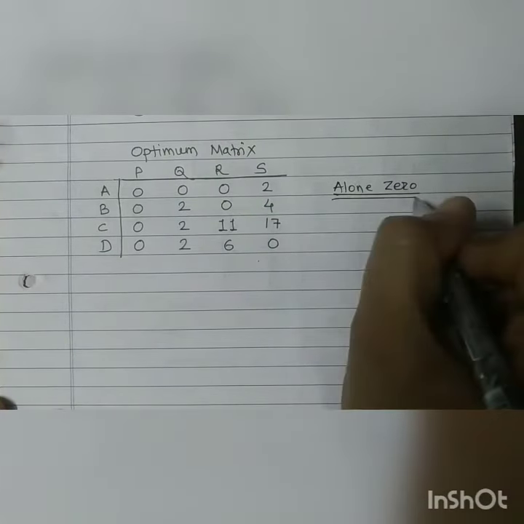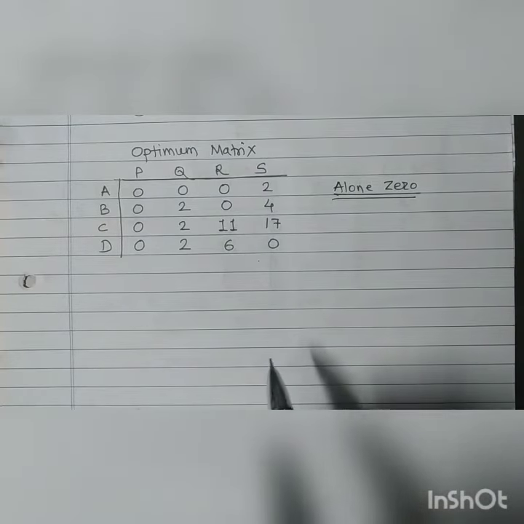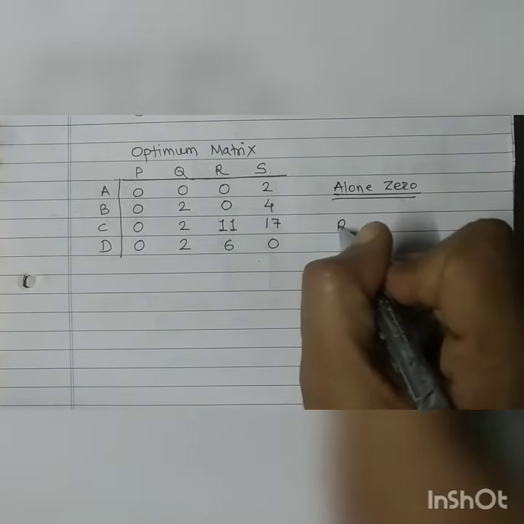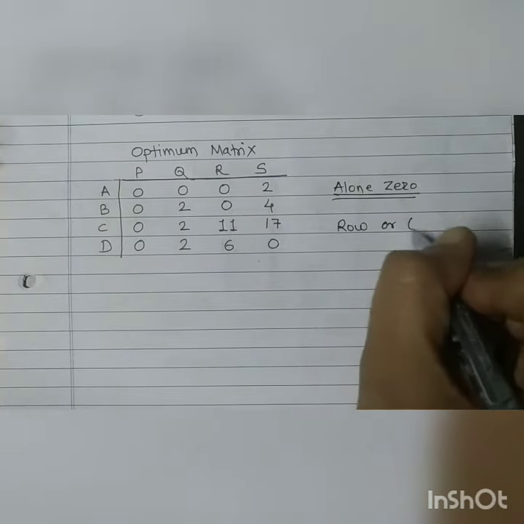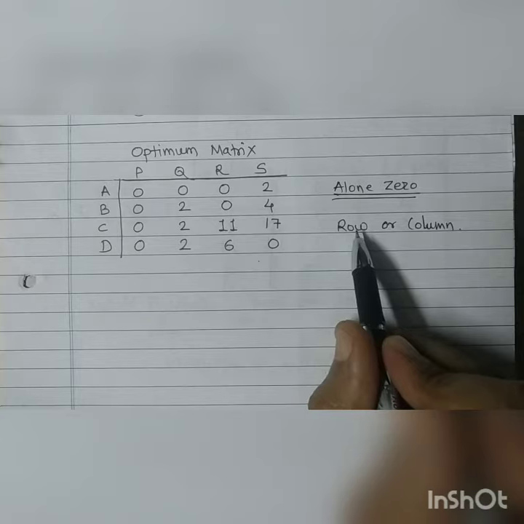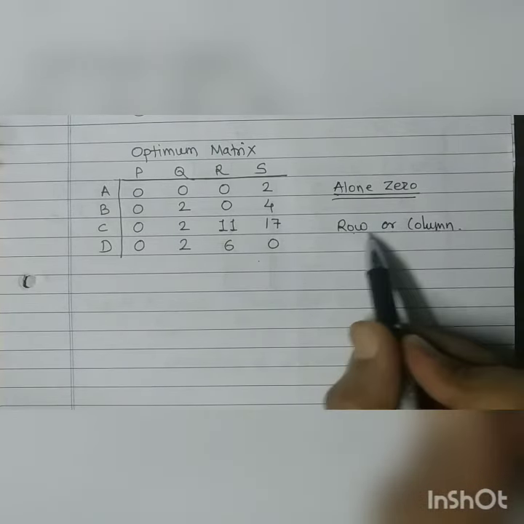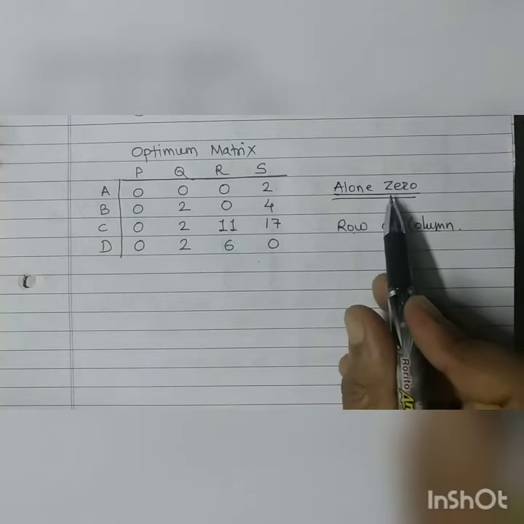What is the definition of alone 0? A 0 is called an alone 0 if that 0 is alone in a particular row or in a particular column. If that 0 is alone in a particular row or in a particular column, such a 0 is called an alone 0, and we are searching for alone 0.